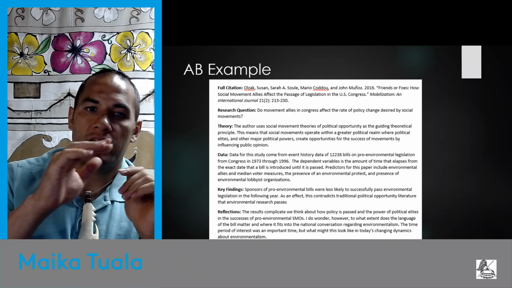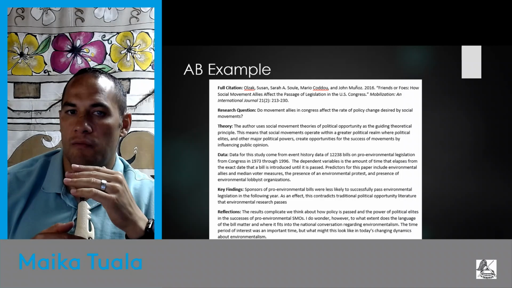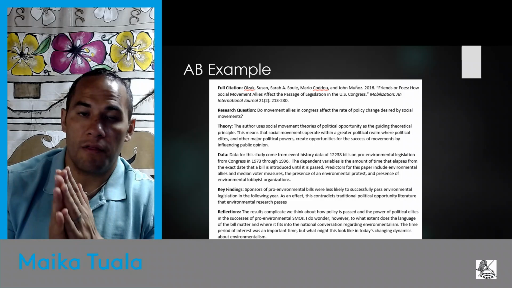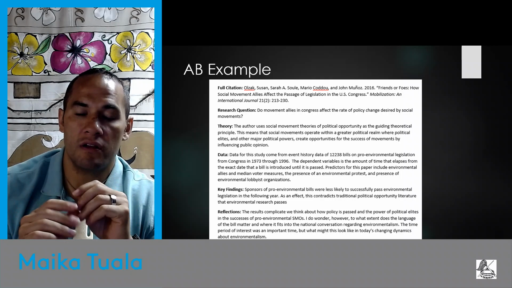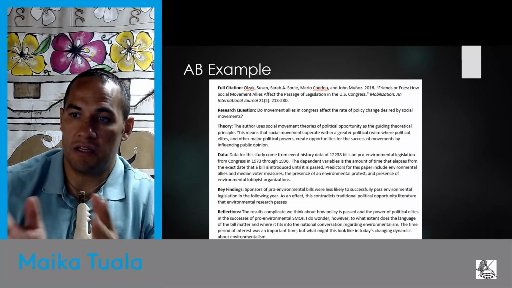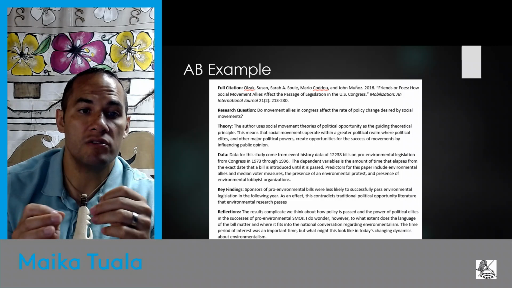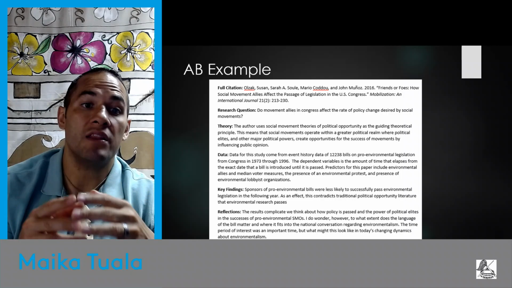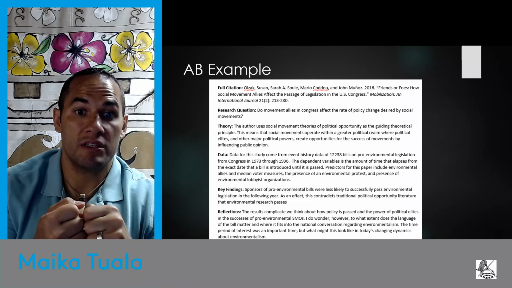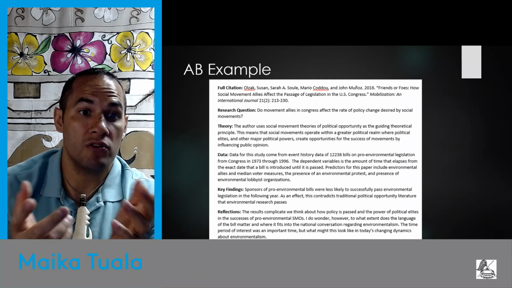So you have the citation on the top. Then here's the research question. You just say it. Theory, you can briefly describe it in one sentence or just say what the theory is. The data, what type of data did they use? It will say that in the method section of that paper. What are the key findings? That's important because then you can mention that when you do a literature review.